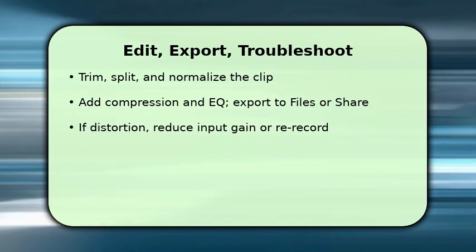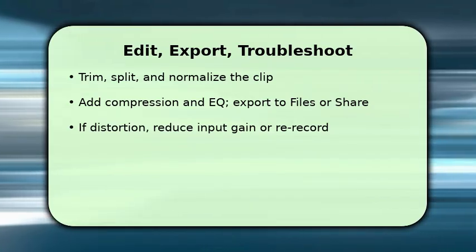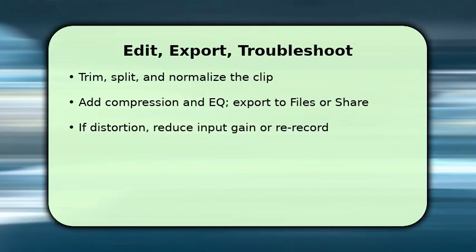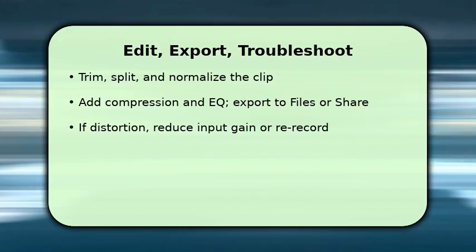Once satisfied, tap Share, choose Song or export to files at 44.1 kHz/16-bit or higher. If you hear distortion, immediately lower input gain and re-record. If noise persists, enable noise gate or record in a quieter space.